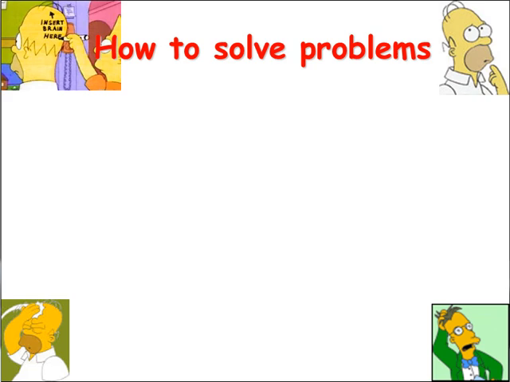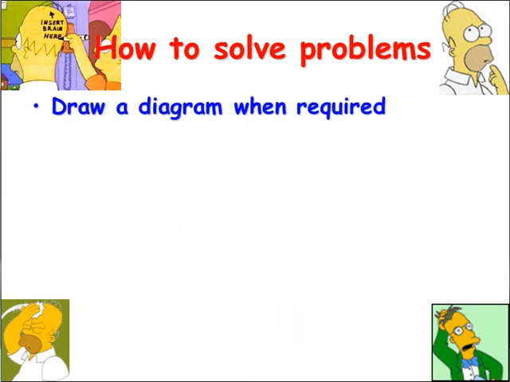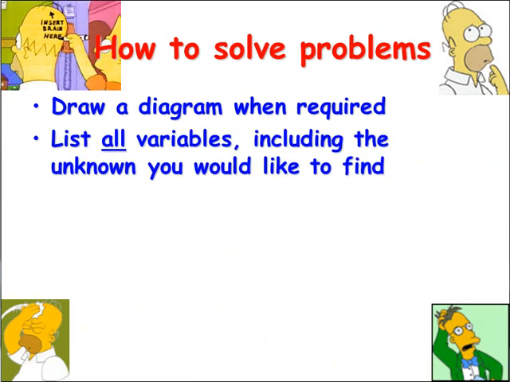Before we go any further, I just want to run through a couple of key things in solving problems. This pretty much goes for all physics problems that we do. Steps that you need to go through, basically a logical order to solve a problem. First thing you need to do, if you're not given a diagram, is draw a diagram. It often helps make sense of what the problem's asking, and it gives you a direction to go to solve that problem. List all your variables, including the one that you're trying to find.